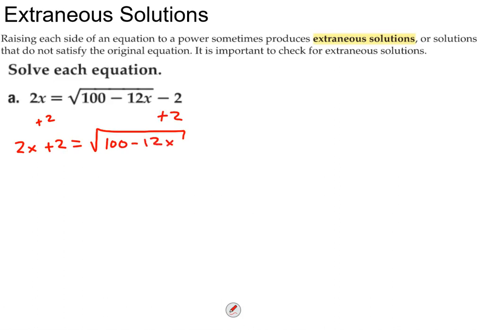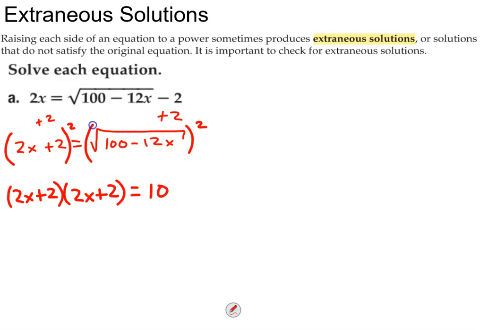This might be going a little bit fast. You can always pause or rewind, but it's important to keep all these things in order as we go through. The next step, to get rid of the square root, is squaring both sides. On the right-hand side, the radical just goes away. On the left-hand side, we have to multiply out, FOIL it out, so we have 2x plus 2 squared.